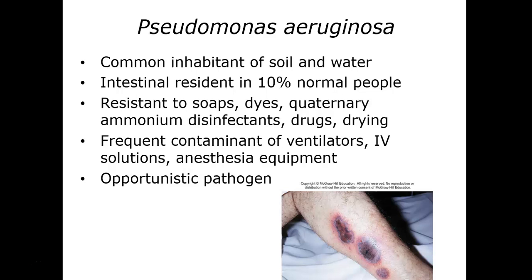And this allows them to basically offer protection to each other. That biofilm layer, that thin layer that they form, actually helps to create some resistance to things like antibiotics and soaps and detergents. So we find them on things like IV tubing, ventilators, anesthesia equipment, and it is a key opportunistic pathogen. It does produce a major virulence factor.